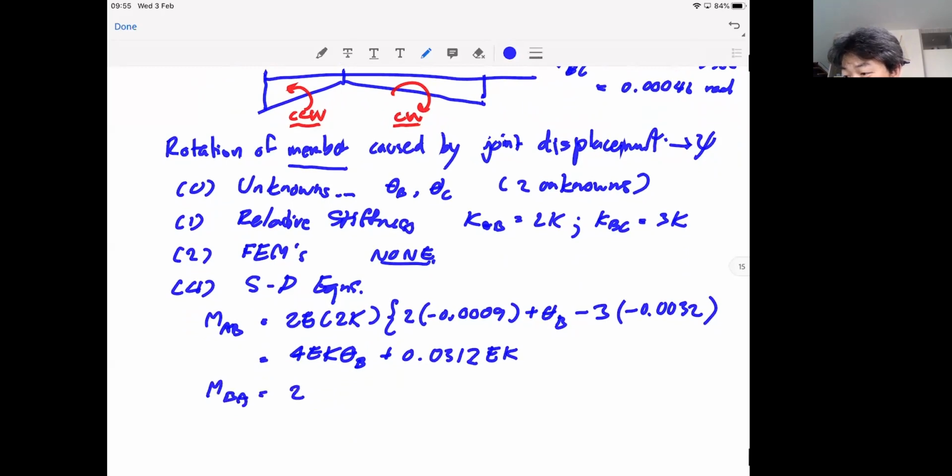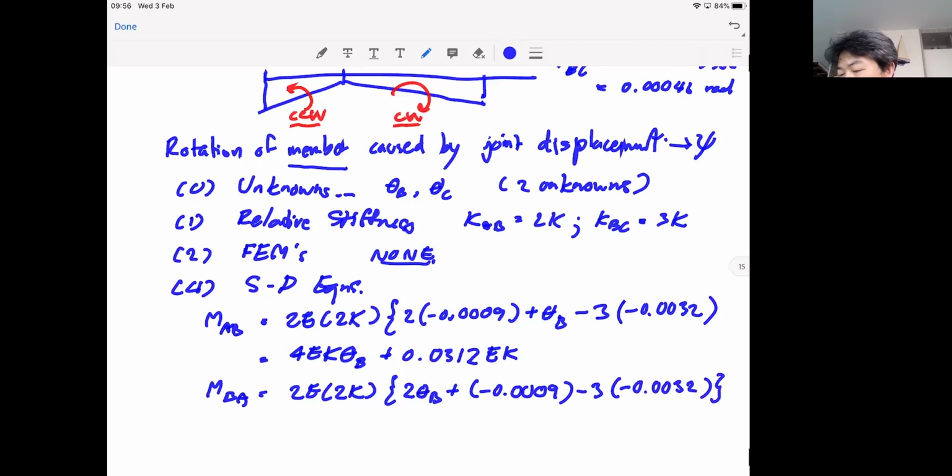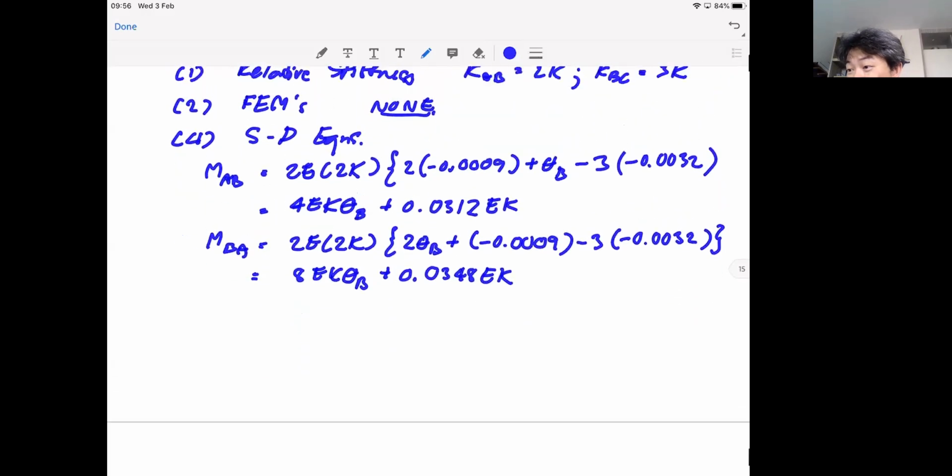Next is MBA. Again, it's 2E, 2K. Now it becomes 2 theta B plus theta A, which is minus 0.0009 radian, minus 3 psi, which is the same. By now you should realize that the result of joint displacement will give you equal moment on both ends of the member. Okay, let's wrap this up. So it's 8EK theta B plus 0.0348 EK.